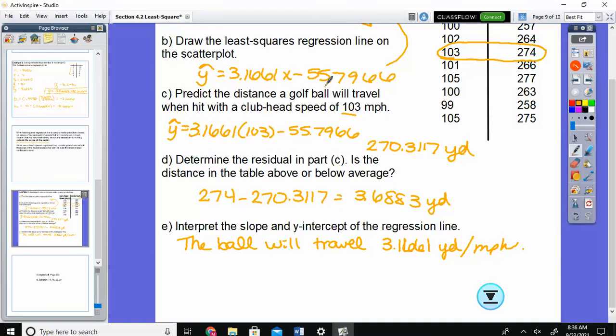The y-intercept, what is that telling me? Your y-intercept is when x is 0. So that's like your starting position, or your position at time 0. Questions here?